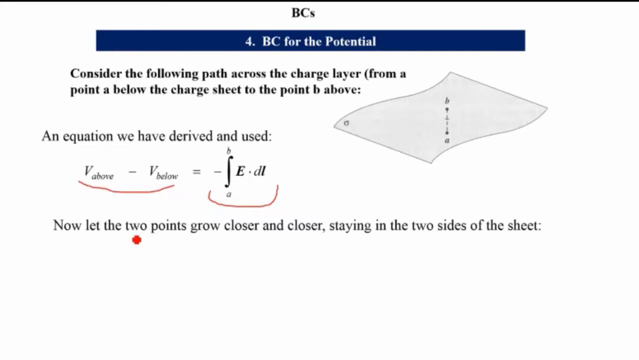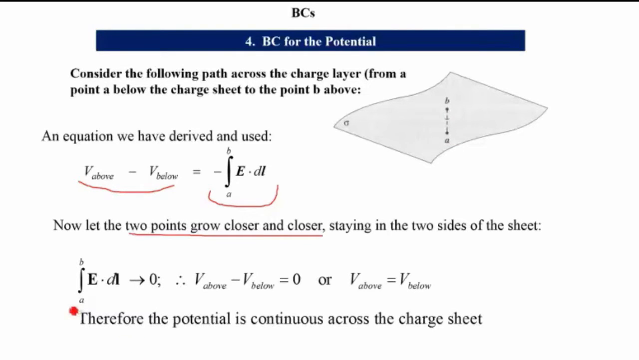So let's let these 2 points get closer and closer. So we're going to keep them on 2 sides of the charge sheet, but we're just going to get them very, very close. So if we do that, then this quantity here will go to 0 because we're making the length of that line go to 0. So that means then that the change of potential is equal to 0, or potential above is equal to the potential below in spite of the presence of this charge layer. So we conclude then that the potential is continuous across this charge sheet.